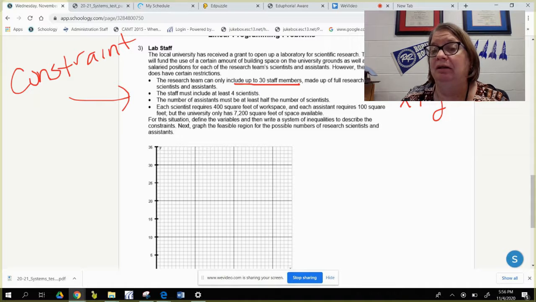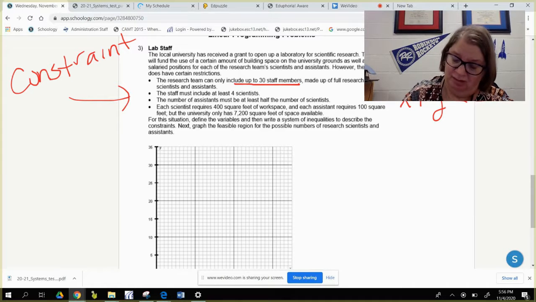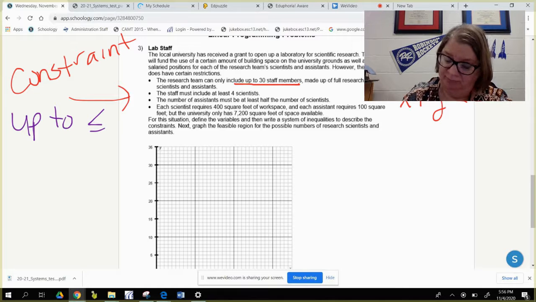Can it be 30 exactly? Yes. Could it be 31 or 32? No, because it says may include up to 30. So I'm going to put less than or equal to. Let's come over here and do, what are these words? We did up to would be less than or equal to.